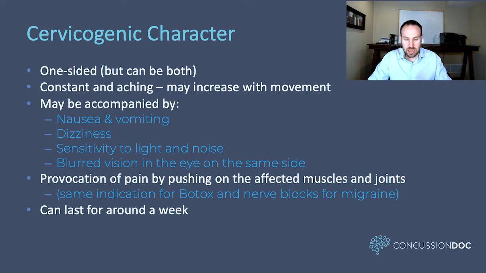This may be accompanied, like I said, by nauseousness, vomiting, dizziness, sensitivity to light and noise, blurred vision, usually on the same side. So usually if you go to a doctor and say, I have blurred vision on this side, I get really, really light sensitive, noise sensitive when I get a headache, they're going to say, oh, that's migraine, right? But that's actually not the case because there's a lot of overlap between these two. Provocation of pain can be felt by pushing on a joint. If you have a headache in your forehead or behind your eye and you push here, like kind of some of these muscles back here, and you can feel that headache, you've pretty much nailed your diagnosis.